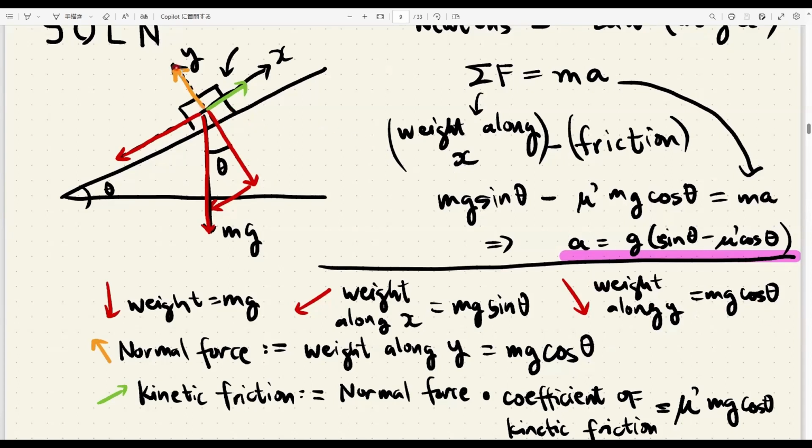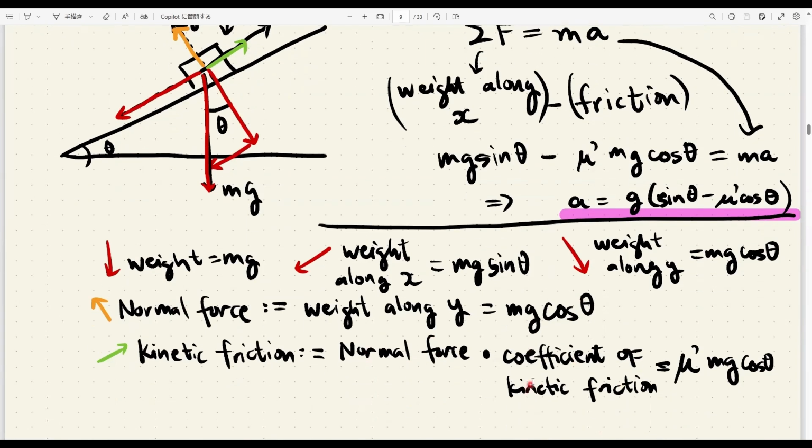Now we said that this is a normal force, and the normal force is just equal to this component of the weight, because you can see that this object is not really moving in the direction of y. So that means that the normal force cancels the y component of the weight. And so this normal force is just the weight along the y-axis, and we already know that that is mg cosine theta.